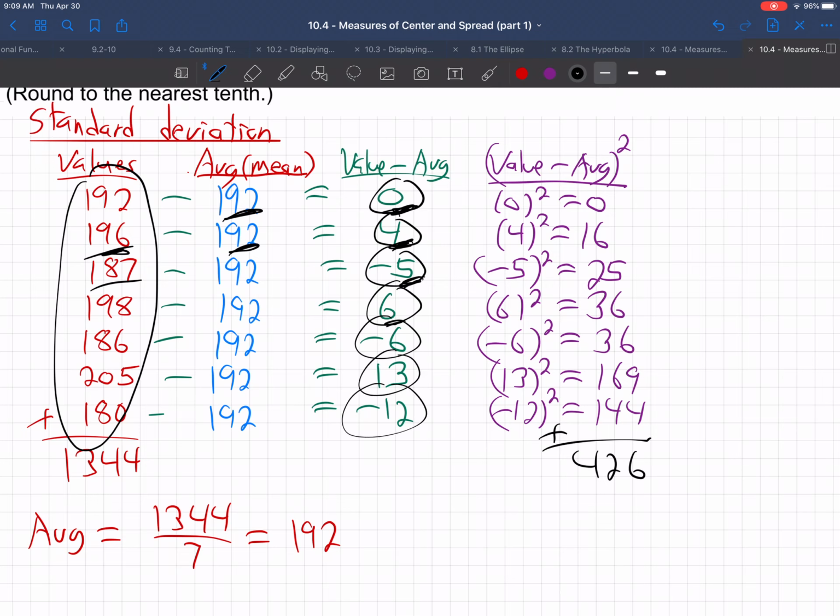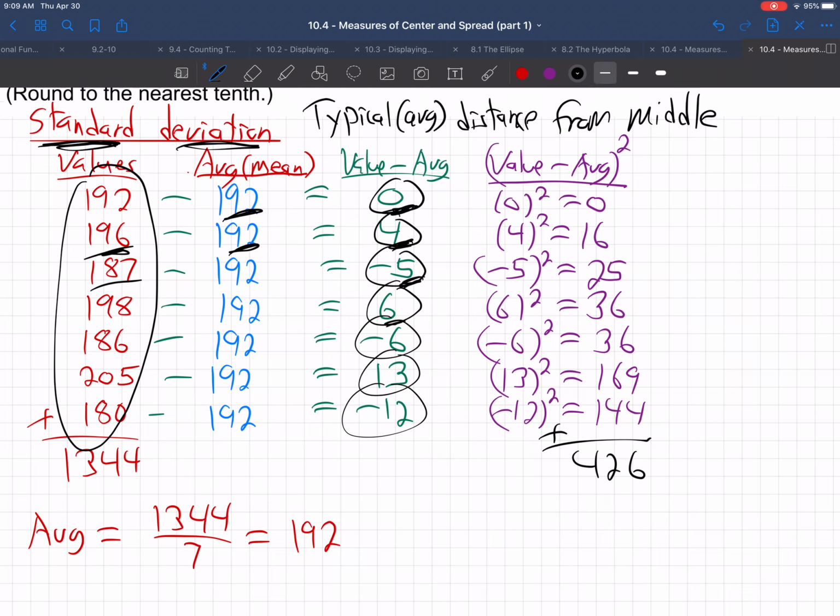What we're trying to figure out is standard, meaning average or typical, deviation. That's distance from the middle. We're trying to find typical or average distance from the middle. In other words, how spread out is this data set? This is really going to be a measure of spread. We're trying to figure out how spread out are these data values. In other words, how far are they from the middle?